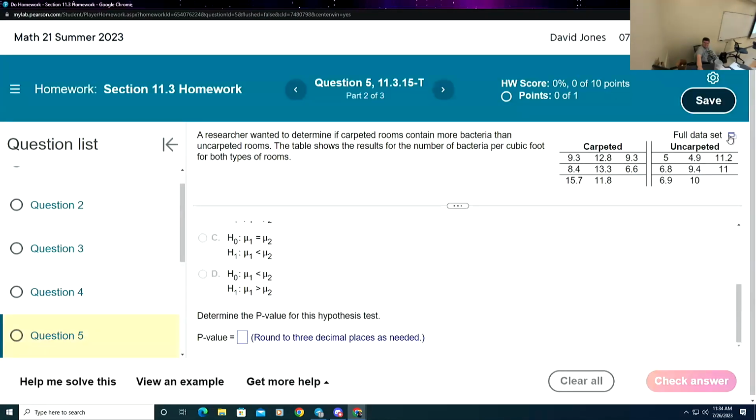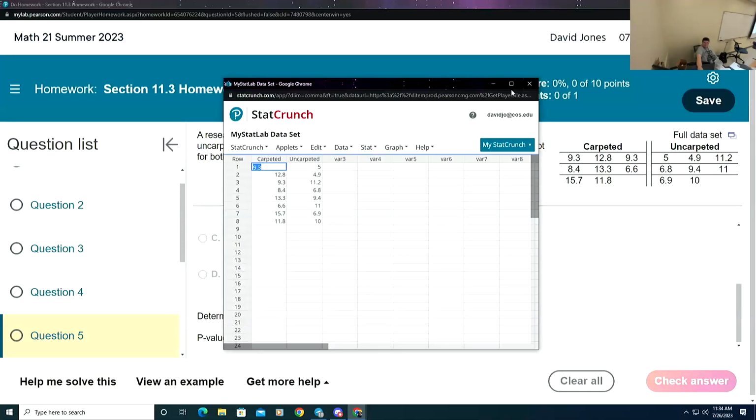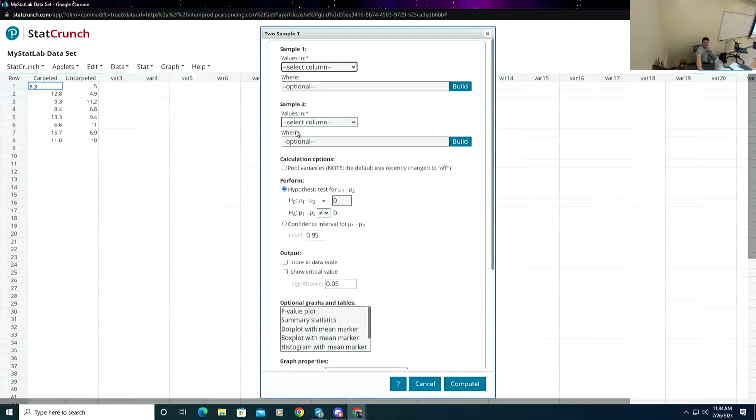Now we need to go get the p-value. We need the data set, so I'm going to open this in StatCrunch. We've got to remember carpeted is group 1. So Stats, T Stats, Two Sample. This time we have data. We're not using summary, we have data. So if you've got the data set, you do it with data. It makes it a little bit easier. You don't need to enter the sample means. Group 1 was carpeted and group 2 was uncarpeted. And we wanted greater than.